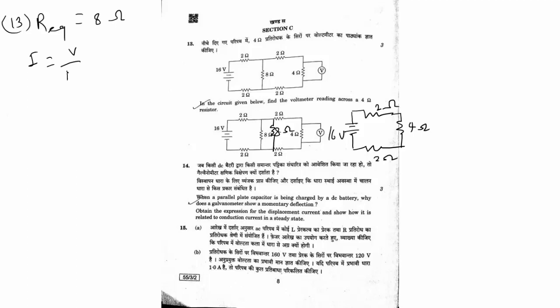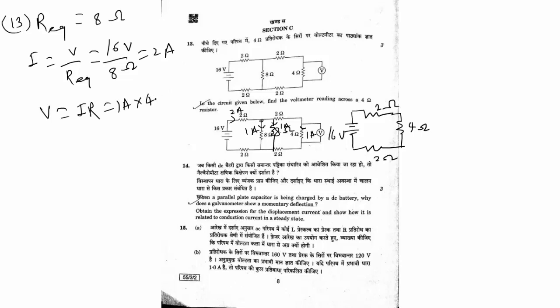Current is equal to V by R equivalent, that is equal to 16 volt upon 8 ohm, that is 2 ampere. This 2 ampere current from the battery will be distributed at this junction. Since these two resistors are equal, they will equally distribute 1 ampere and 1 ampere. This is 2 ampere. So the current through this 4 ohm resistor is also 1 ampere, and hence the voltage drop across this resistor is I into R, that is 1 ampere into 4 ohm, that is 4 volt.